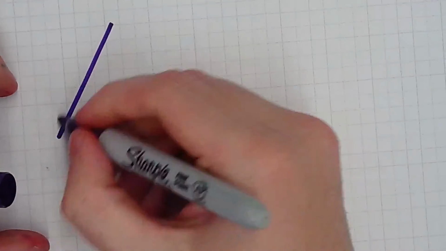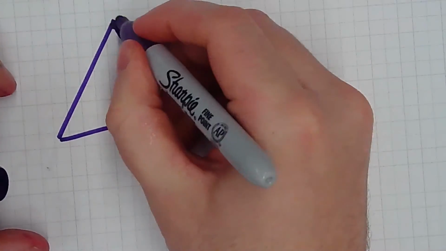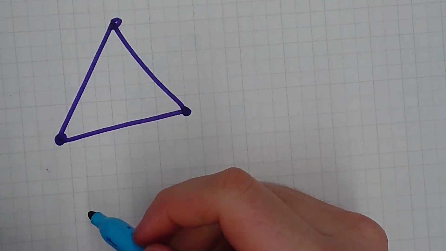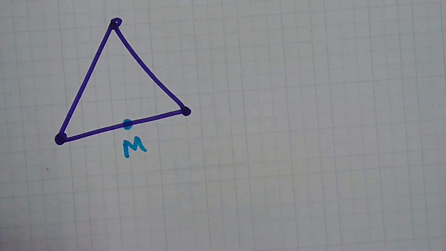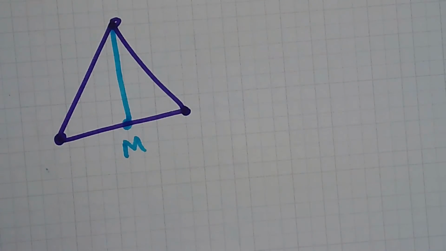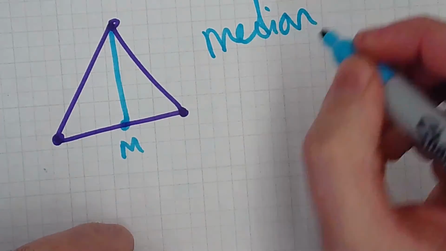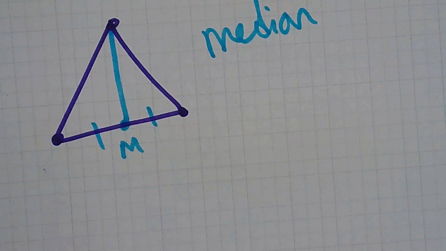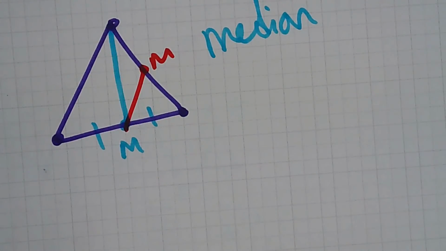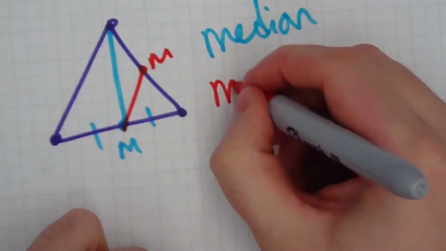Pop quiz. Nobody answer. We're going to answer all at once in a couple seconds. Midpoint. Yep. What is that? What's the blue? It's a what? A median. What about this one? Midpoint. What's that? What's the red, everybody? Mid-segment.